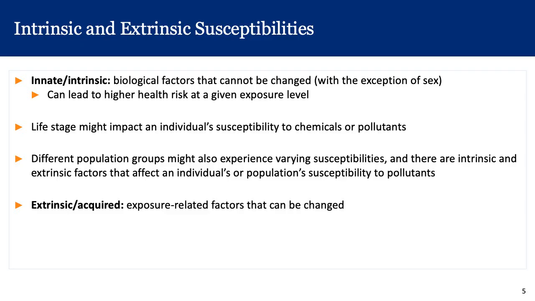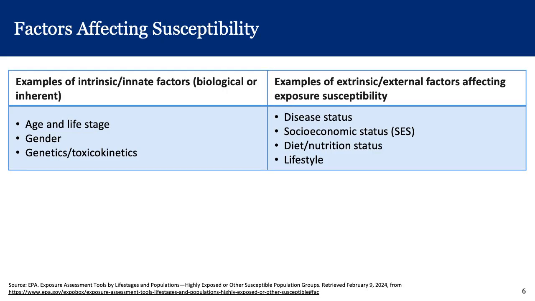So let's go over a few examples of factors that may make an individual or worker susceptible to exposures. So intrinsic or biological susceptibility factors include age, life stage, gender, and genetics and toxicokinetics. Previously, we discussed how life stage can impact susceptibility, such as when exposures during the preconception or prenatal period could impact children's health. Similarly, age is an intrinsic factor that can impact susceptibility. For example, if a child worker is exposed to chemicals at the workplace, they may be more susceptible to the adverse health risks associated with those chemicals, given they are still developing.